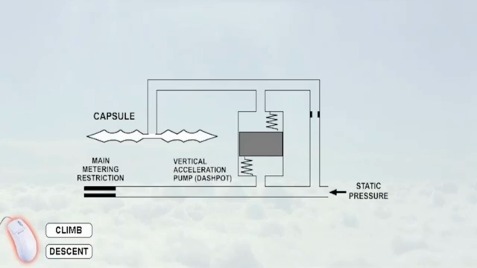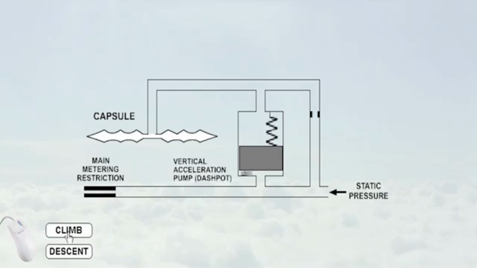To overcome the problem of lag, the instantaneous vertical speed indicator incorporates an accelerometer unit which responds quickly to a change of altitude. Select either descent or climb to see what happens in the instrument.